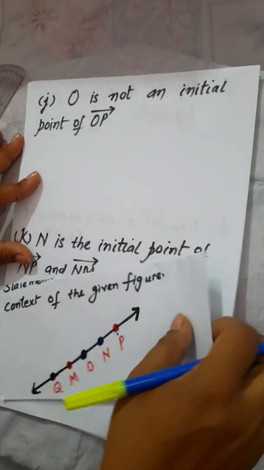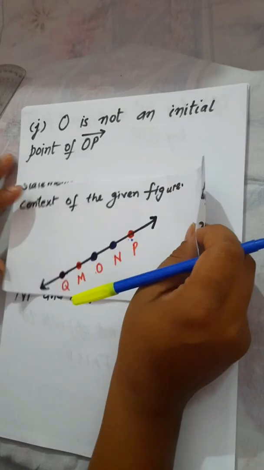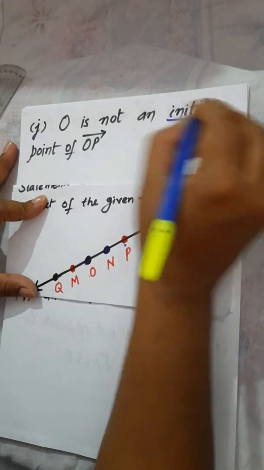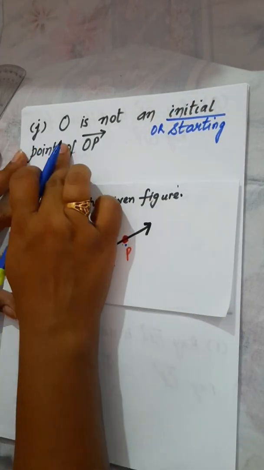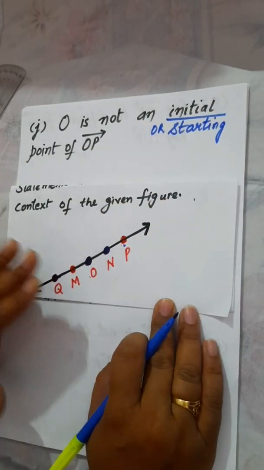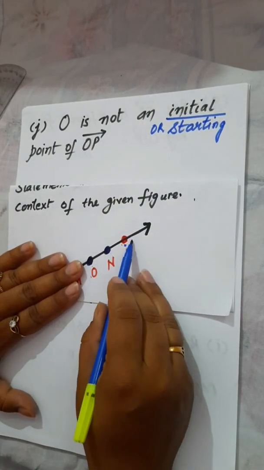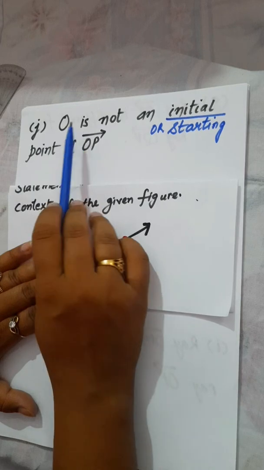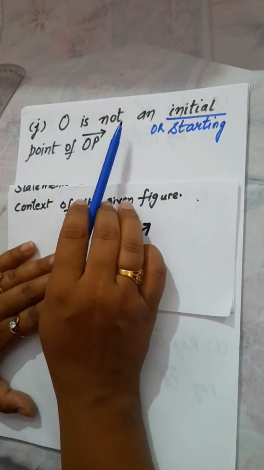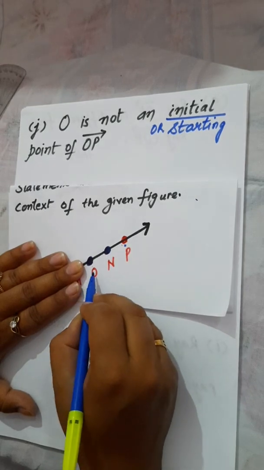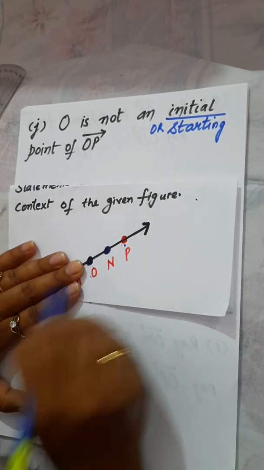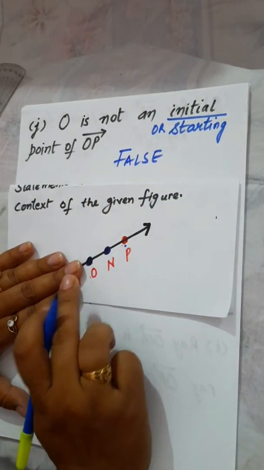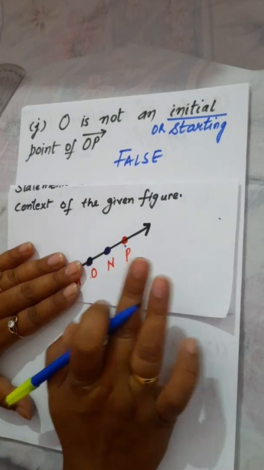Now next we have J part. J part is: O is not an initial point. Initial means starting point. Initial and starting both are same. Here the question is O is not an initial point of OP. Now here we have this ray OP. Here O is the starting point of ray OP, but the statement says O is not an initial point, but actually O is an initial point, the starting point of ray OP. So this is a false statement.